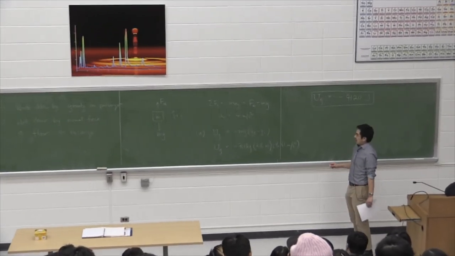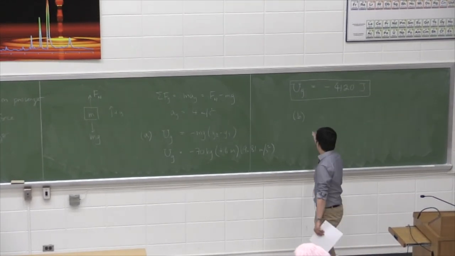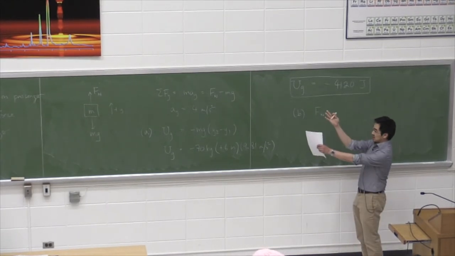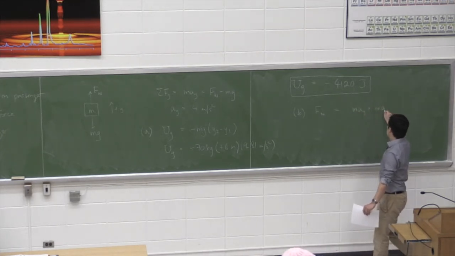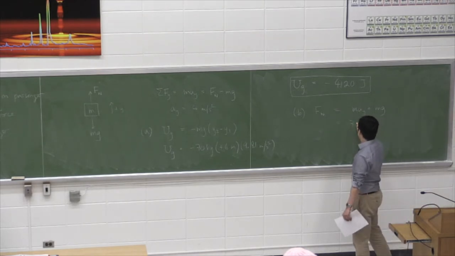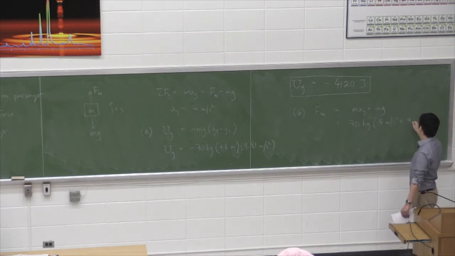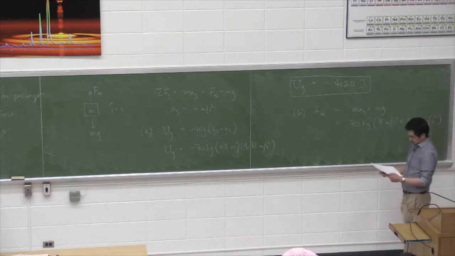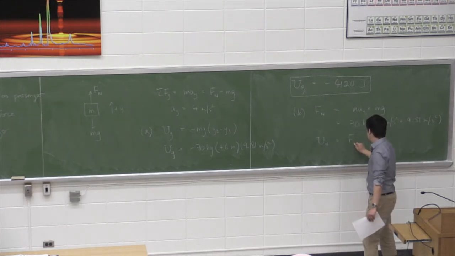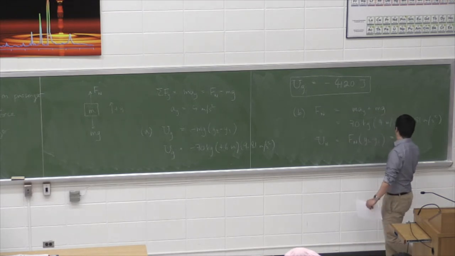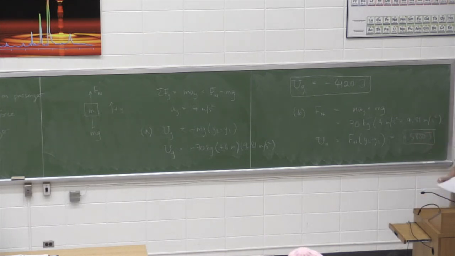And then for part B, we're asked what work was done by the normal force of the floor. The way you do this is you calculate your Fn, and Fn comes from the Newton's second law equation. You rearrange it so that it reads m ay plus mg. This is very simply 70 kilograms times the 4 meters per second squared plus the 9.81. And therefore, Un is Fn times y2 minus y1. The final answer is plus 5,800 joules.